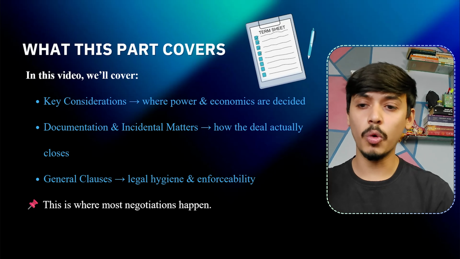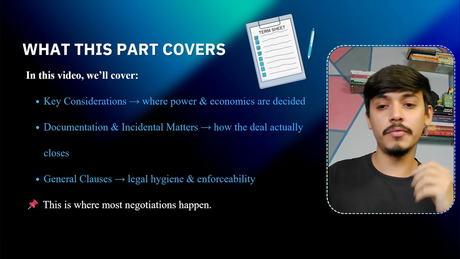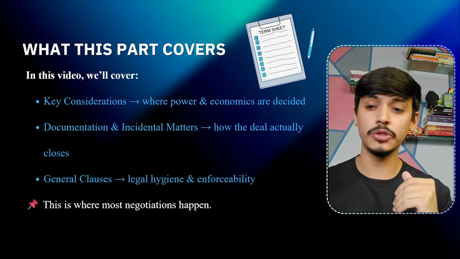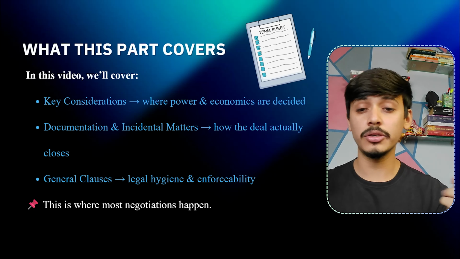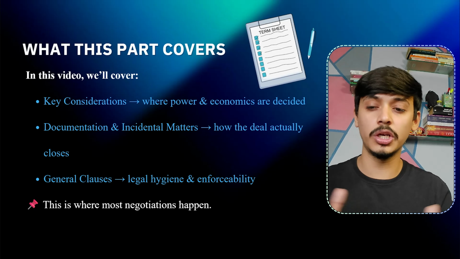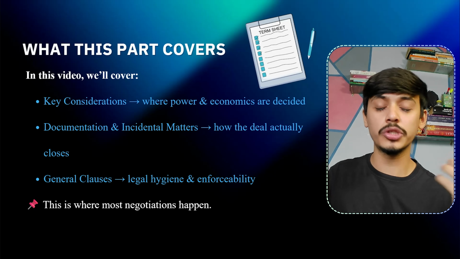These are the 3 core sections that we are going to cover. Section number 2 is key consideration, where we are going to understand how power and economics are decided. Section number 3 is going to be documentation and incidental matters, which helps us understand how a deal actually closes. And finally, some general clauses for legal hygiene and enforceability. These are going to be sections where most negotiation happens.